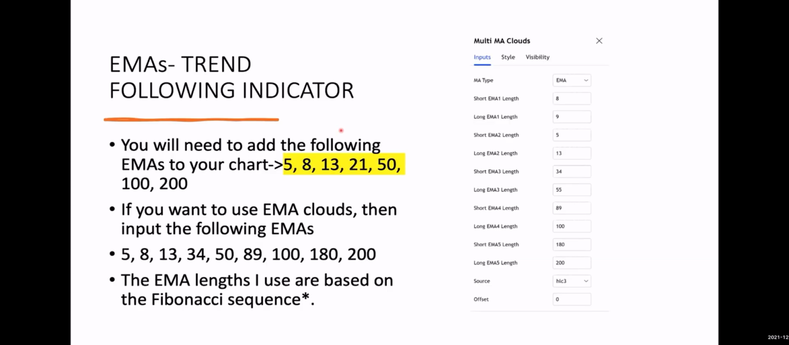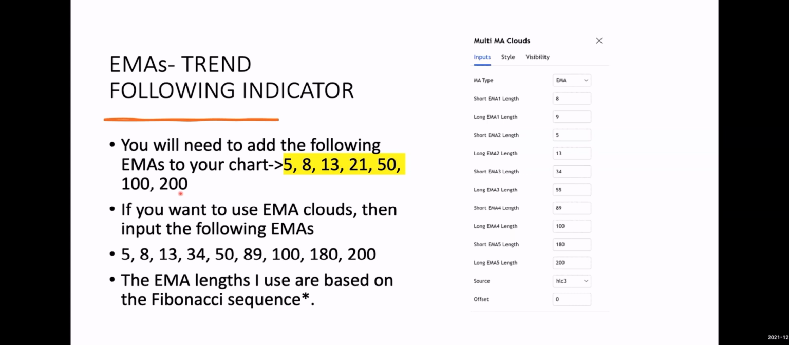All right, so the next is EMAs. EMAs, as you all know, are a trend following indicator. For the bounce and reject strategy, I'm going to go over which EMAs I use. You will need to add the following EMAs to your chart. You need to add the 5, the 8, 13, 21, 50, 100, 200.